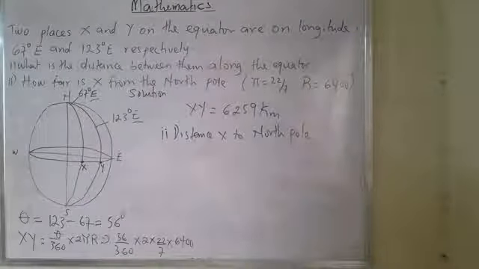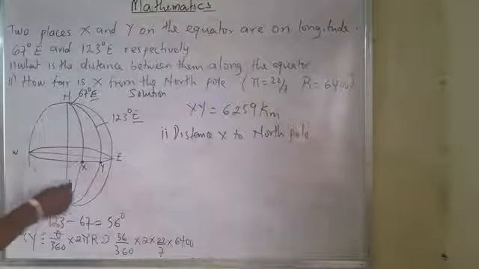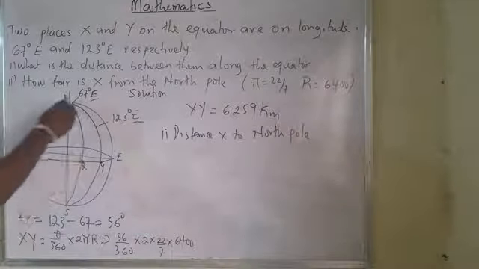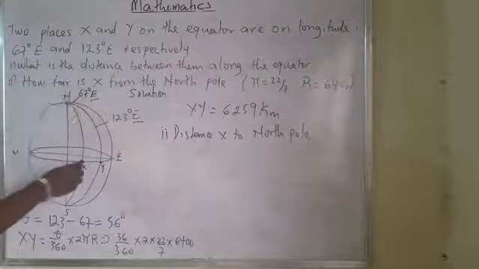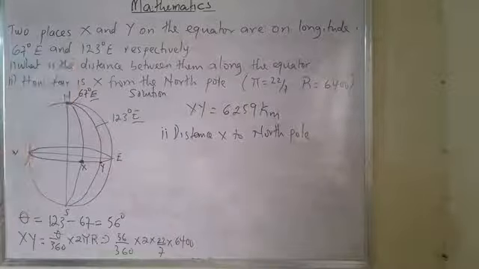Now, when I'm asked for distance, it also means distance along a great circle. It means I'm talking about X to the North Pole, from here to here. That's what I'm talking about.